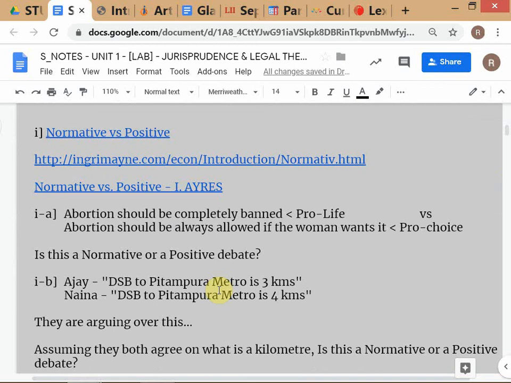Next point we are going to discuss. We are going to keep on moving like this from point to point. By and large I have highlighted everything, and you have all the notes. You just have to make sure that you understand this. First point of distinction we want to understand is what is normative versus what is positive.